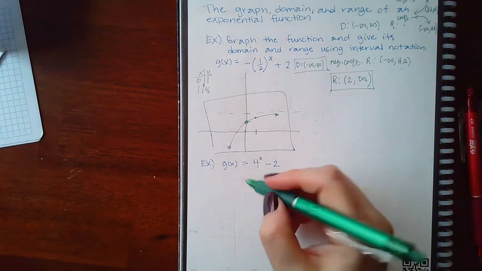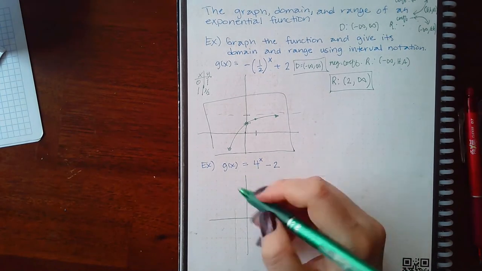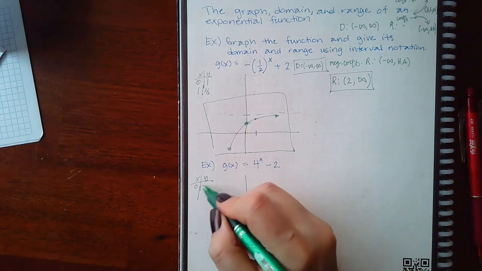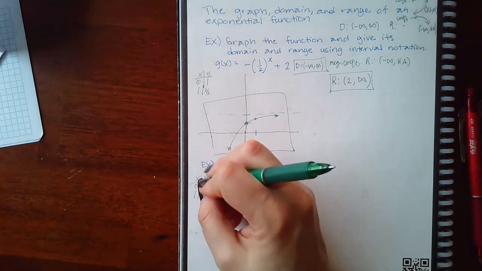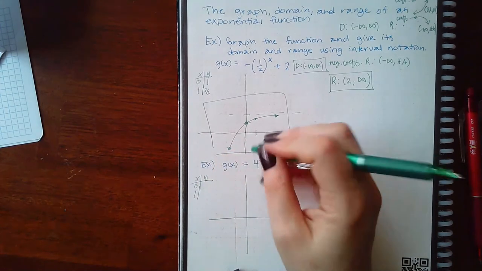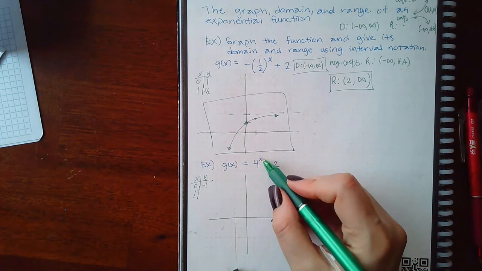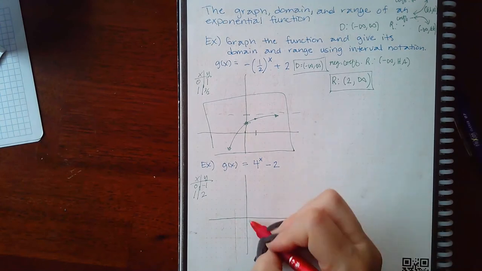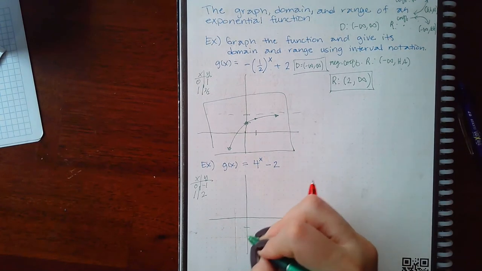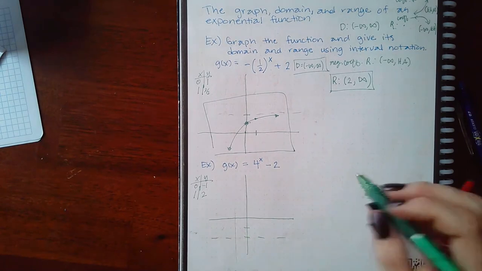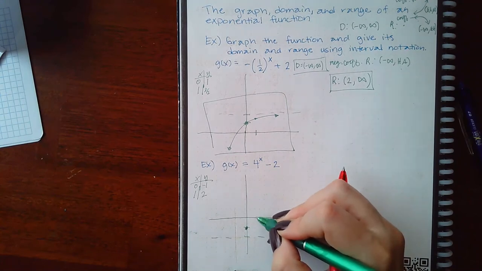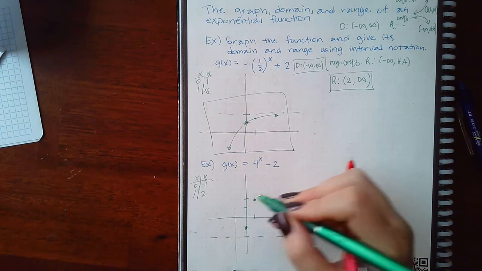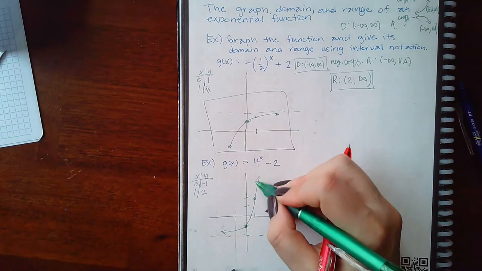Same thing for this one. Make a chart. If I plug in 0 here, 4 to the 0 is 1, and 1 minus 2 is negative 1. When I plug in 1, I get 4 minus 2, which is 2. And this horizontal asymptote should have shifted down 2. So I should have a horizontal asymptote there. And then if I plot my points, I get that point there. And so you can see it's going to trail here and then go up that way.